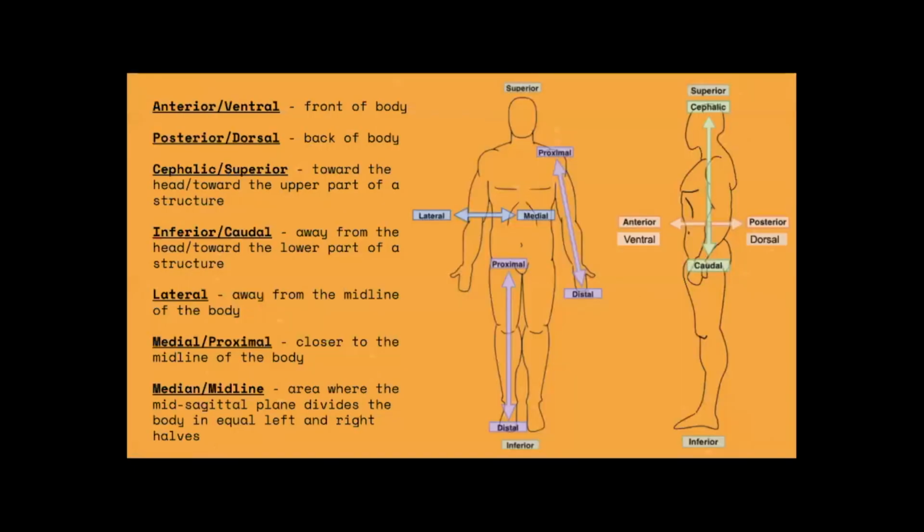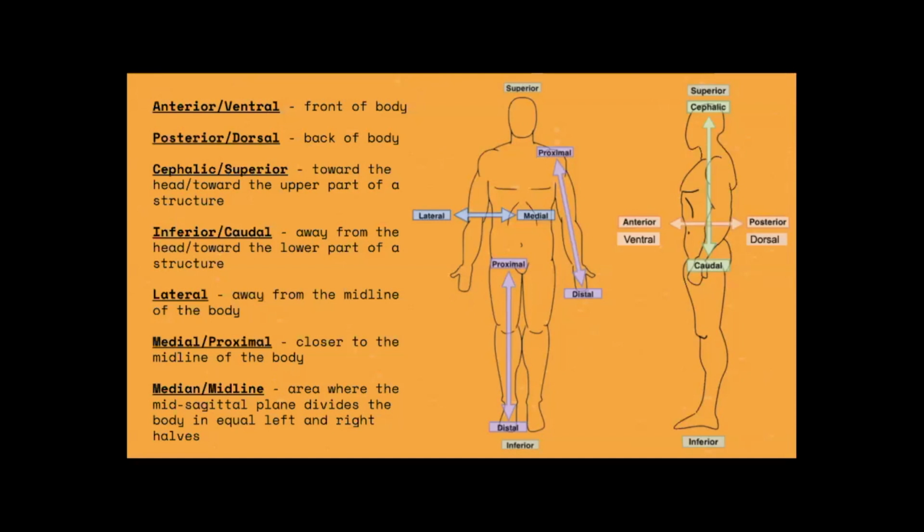We probably should have gone over this before, but now that you know what's in the body, I'm going to go over this. Like we talked about before, the ventral and dorsal cavities pertain to the ventral part of the body, which is the front of the body, and the dorsal part of the body, which is the back. Another name for the front of the body is anterior or ventral, and names for the back of the body are posterior and dorsal. Next, we have cephalic or superior.